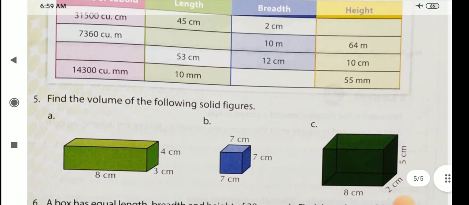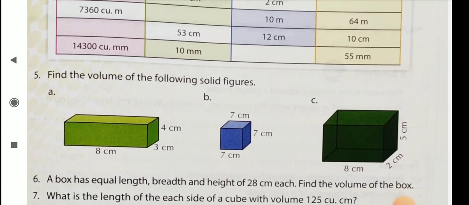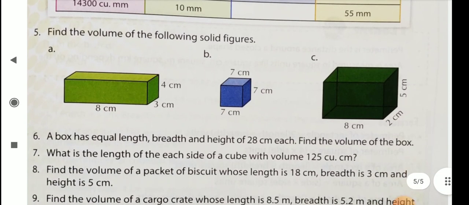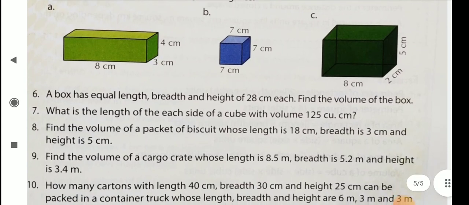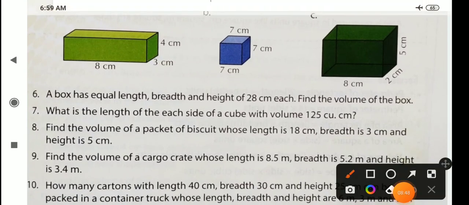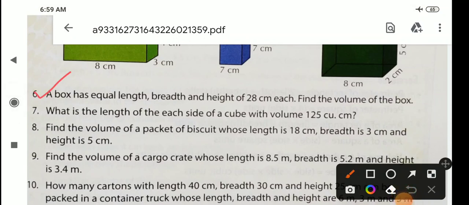Then comes to number 5. Find the volume of the following solid figures. Here, children, length, breadth and height is given. Just you put the formula, then you get the answer. Number 6. A box has equal length, breadth and height. Means this is a cube. It is 28 centimeter. Find the volume. Means you put the formula of cube, then find out the answer.